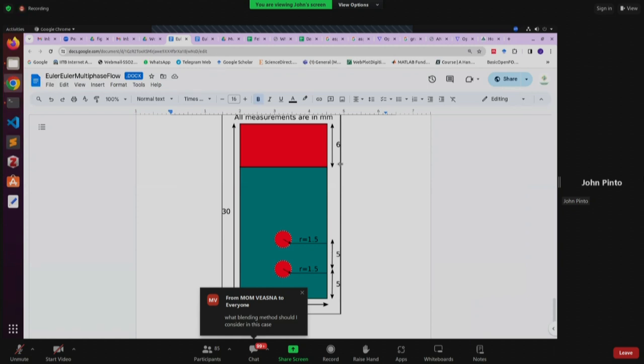In the meantime, let me add some. What blending model should I consider in this case? In this case, there is no blending because it is already, I think so. Maybe the question is something else.